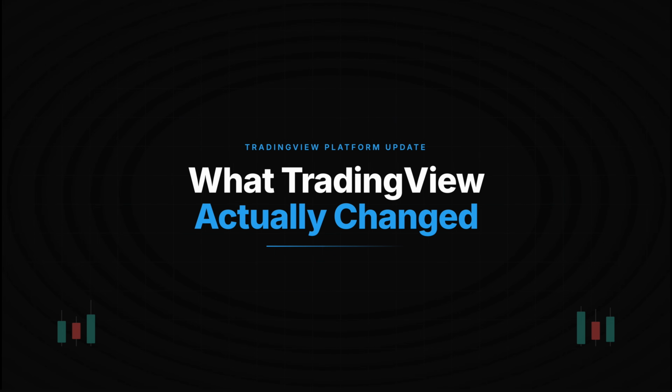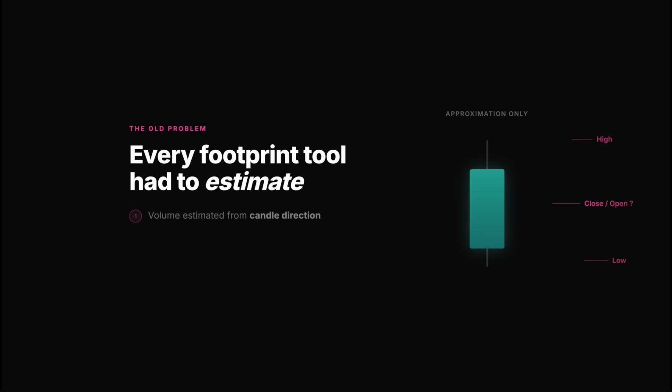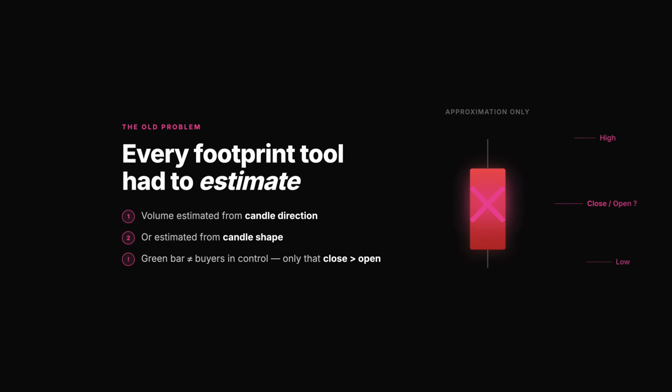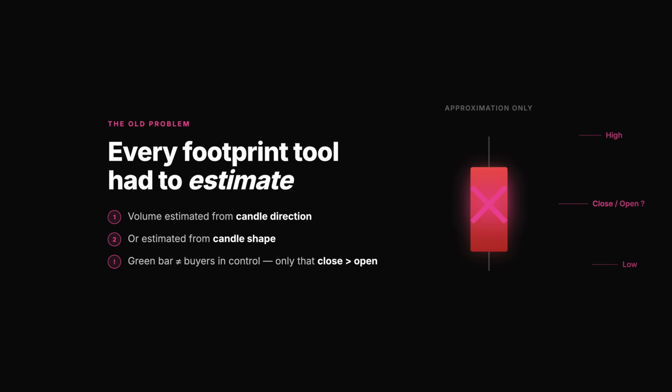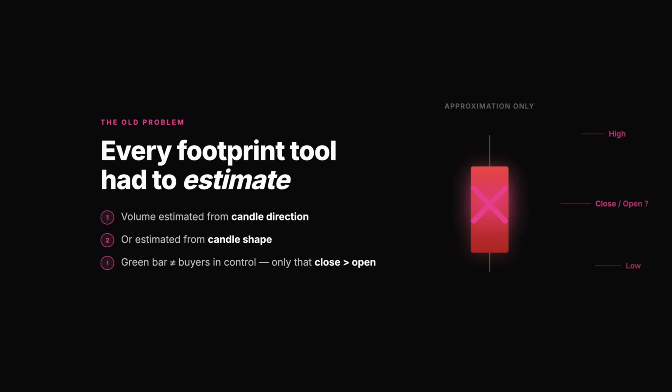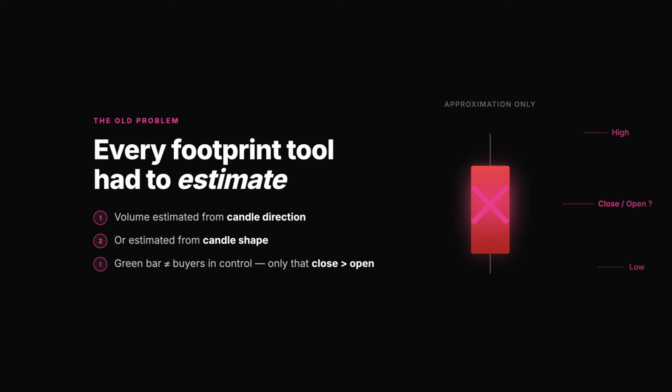Before we get to the top spot, here is what TradingView actually changed. Until very recently, every footprint tool on the platform had to estimate buy and sell volume from candle direction or candle shape, which is an approximation because a green subbar does not mean buyers were in control, only that the close finished above the open.